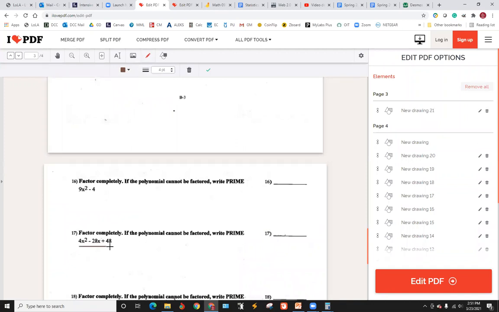Now, this one right here has got a greatest common factor. All of these are even, so they're at least divisible by 2. And I happen to know that each one of those is divisible by 4 because 4 goes into 28 7 times, 4 goes into 48 12 times, and 4 goes into 4 once. So we can do this.